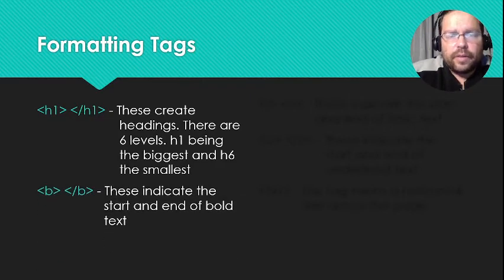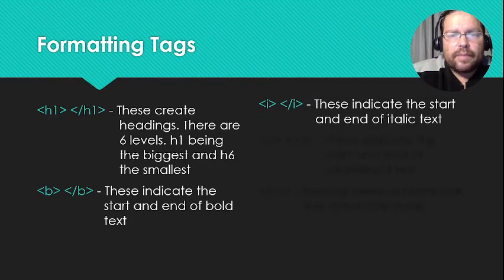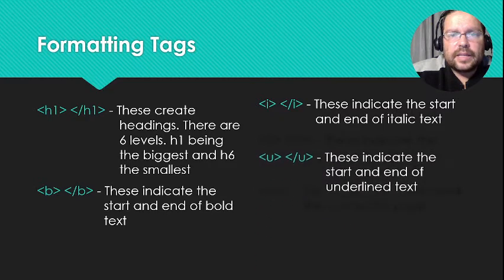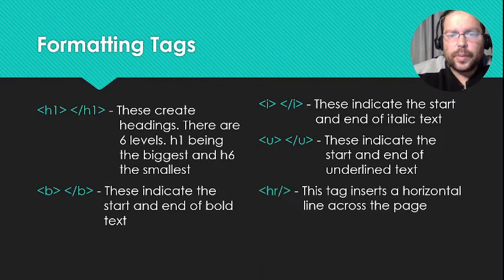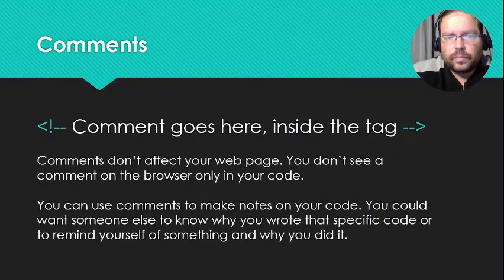Right, moving on, we've got the B tag, which is the bold tag, and this indicates the start and end of the bold text. We have the I tag, and it indicates the start and end of italics, and then the U will indicate the start and end of underlined text. Now the last one we want to look at here is a self-closing tag, and it is the horizontal rule, and this tag inserts a horizontal line across the page.